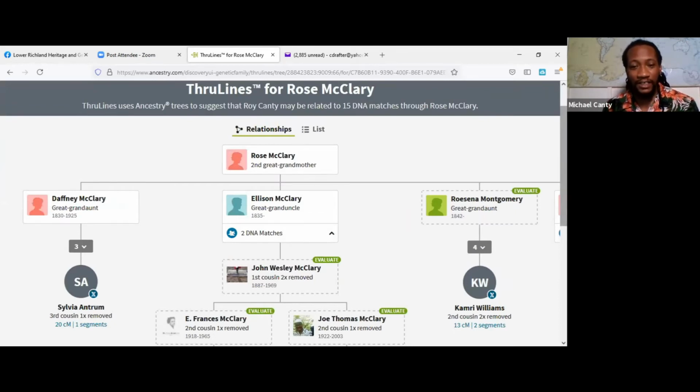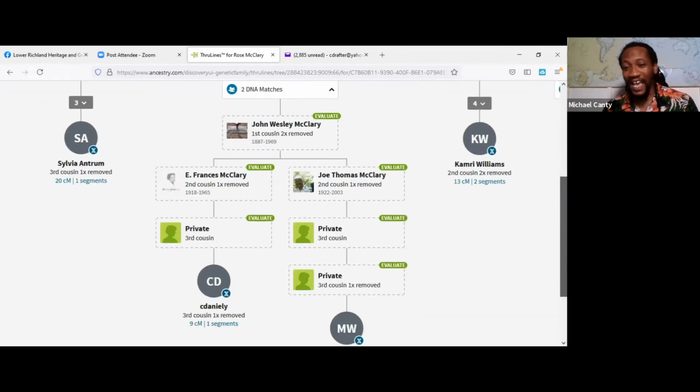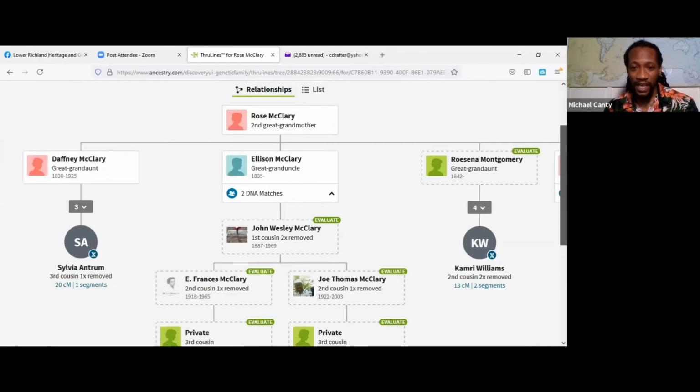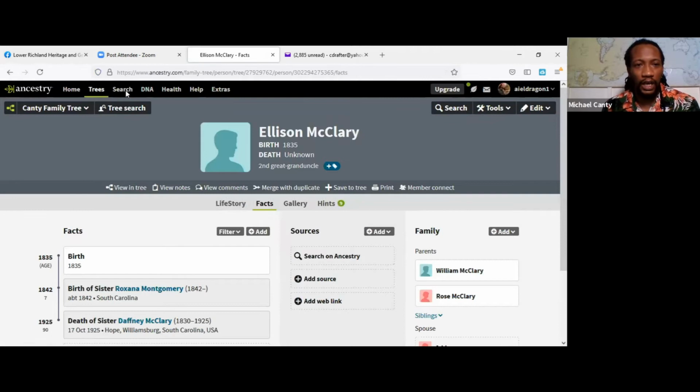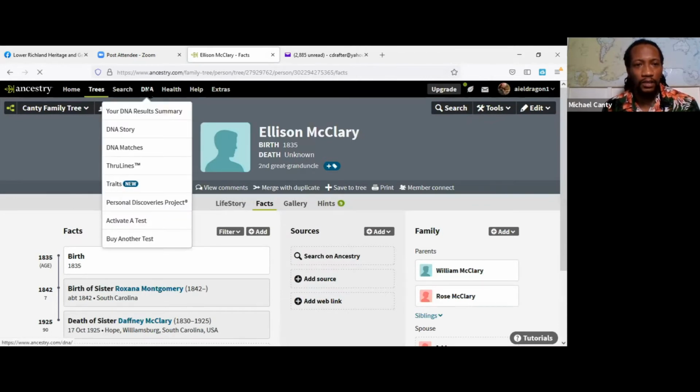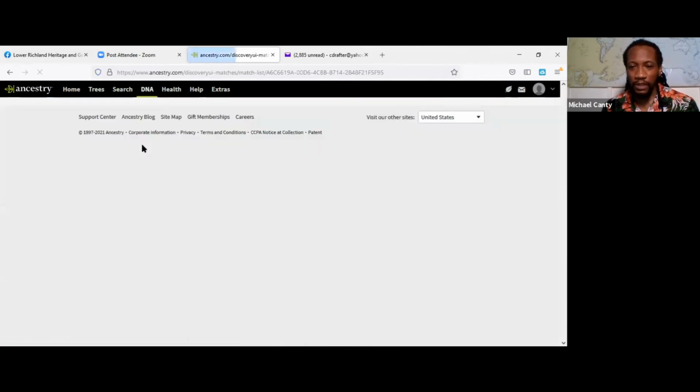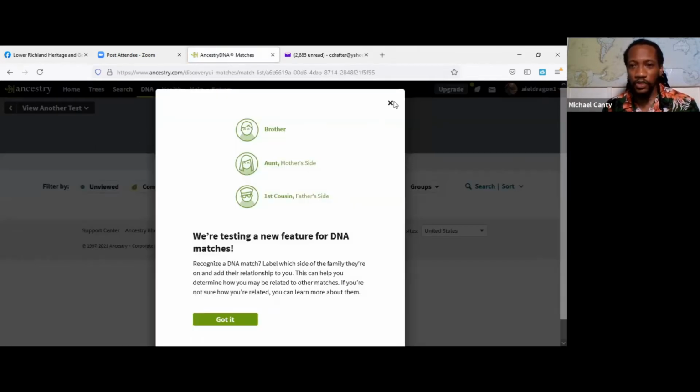There's a lot of McClarys on here that are my cousins that I have no idea how they match, and they're all pretty out there. So that was pretty impressive. So that's just a little quick thing on ThruLines. And I want to show you one more thing on Ancestry before we jump to the next. A little trick I like to do.